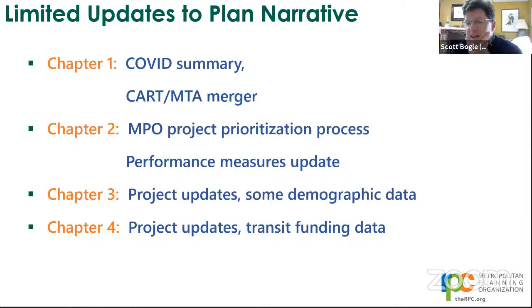That's great. Thanks, Dave. As Dave said at the outset, typically for these interim updates, the focus is really just on updating the long-range project list and updating fiscal constraint. But we have made a few supplemental changes to the narrative of the plan that we wanted to summarize quickly.